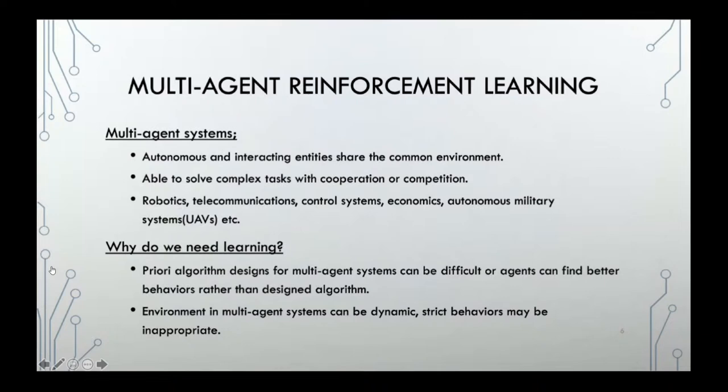So why do we need learning in these systems? Since these systems can be quite complex, prior algorithm design for multi-agent systems can be difficult or maybe even impossible in some cases, or the agents themselves can find better behaviors than the designed algorithm. Another thing is that the environment in multi-agent systems can be dynamic, and therefore strictly designed behaviors may be inappropriate. We may need evolving algorithms, therefore we need learning in these types of systems.